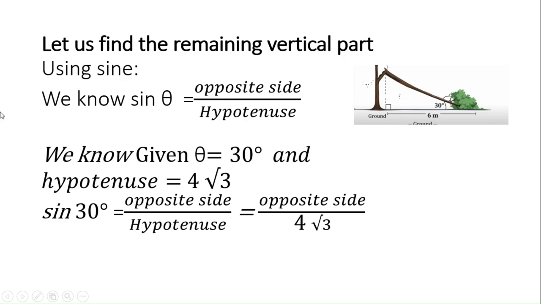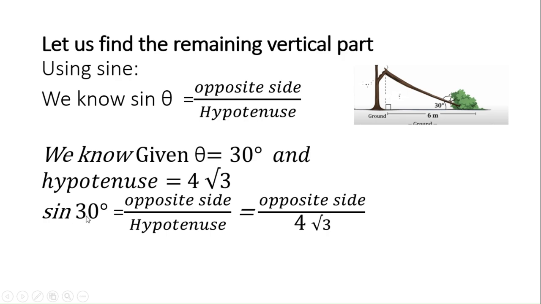So what do we know? Sine theta is equal to opposite side by hypotenuse. Here theta is 30 degrees only. What is that angle? It is nothing but the angle made by the broken part with the ground. So sine theta is equal to opposite side by hypotenuse. The opposite side to 30 degrees is nothing but the vertical part that is remaining on the ground, the vertical part of the tree.